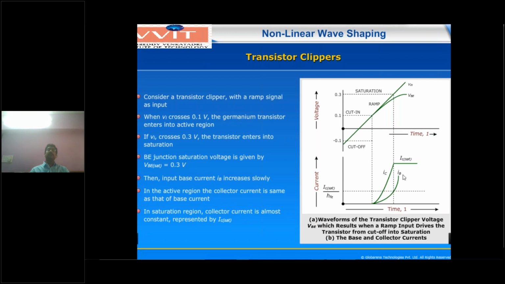What is the relation between IB and IC? We know that beta or hFE equals the output current over the input current for a common emitter configuration, so IC by IB. So IC equals beta into IB. As IB increases, the IC value also increases from the cut-in voltage of 0.1 volt up to 0.3 volts. Now, whenever the input voltage is greater than 0.3 volts, what will happen? The base current will increase. Why?